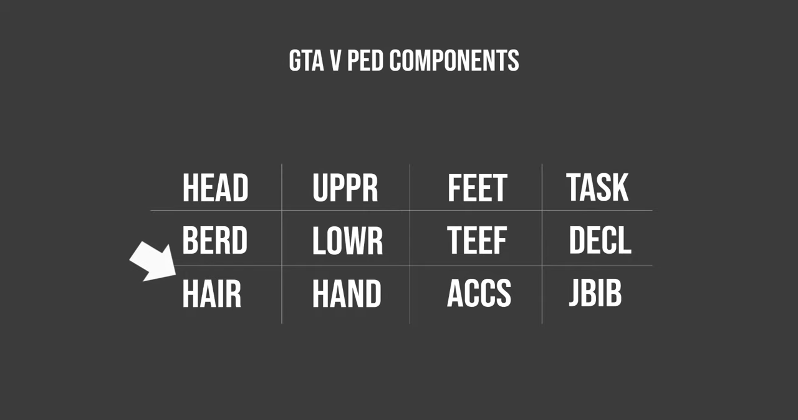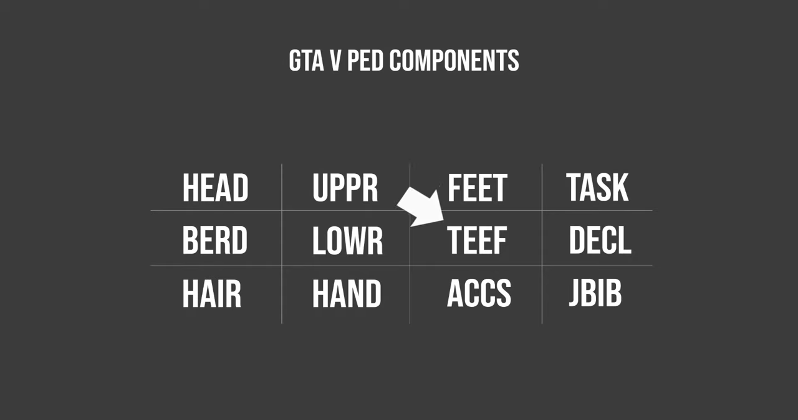Hair component. Also self-explanatory. The hairstyle of the ped is stored here. Upper component. Upper torso, usually for blouses and tops. Lower component. For the lower body, like the pants or legs. Hand component. Hands, obviously. Feet component. For feet or shoes.